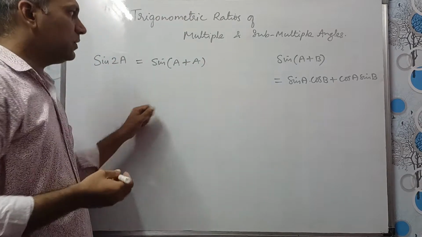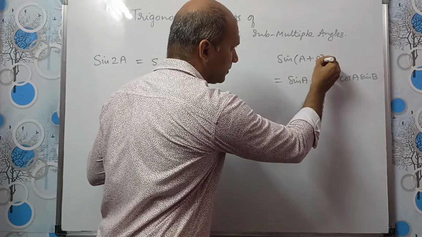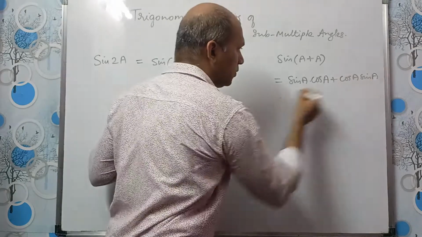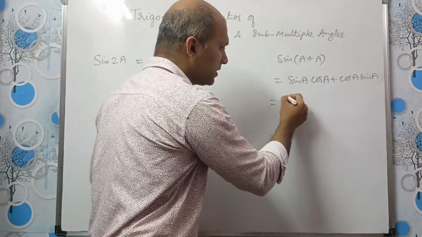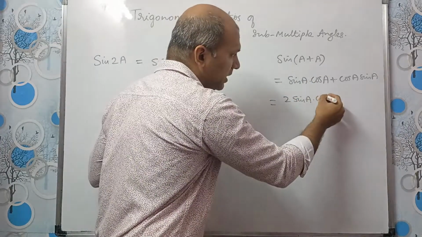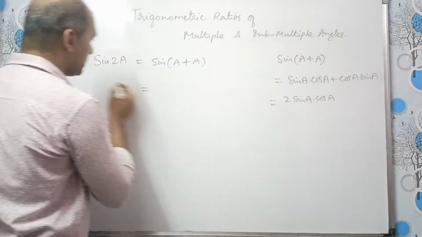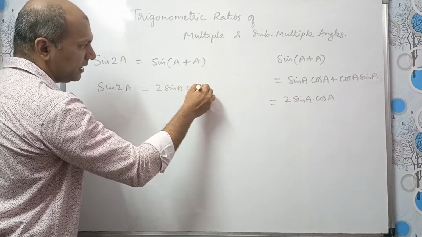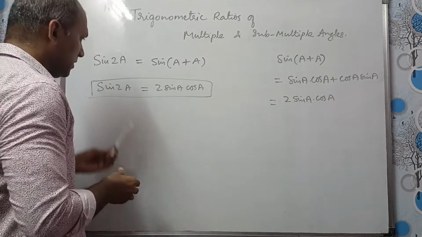Okay. So here, in place of B, if we write A, what do we get? This is sin A cos A, this is also sin A cos A. So it will be 2 times sin A multiplied by cos A, right? So this sin 2A is the same as 2 sin A multiplied by cos A. Okay. I hope this is clear. Very easy formula, very easy derivation in fact.